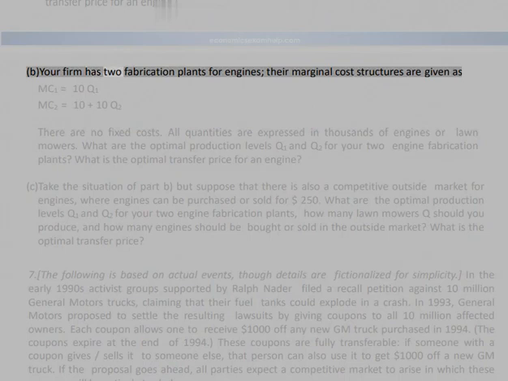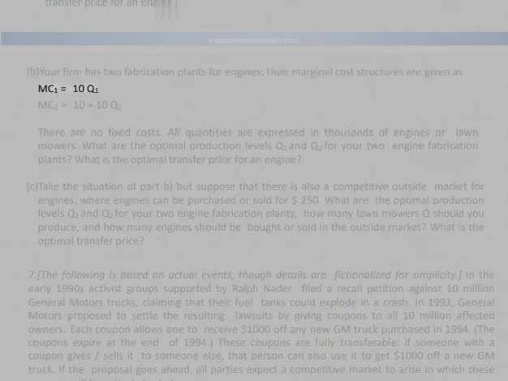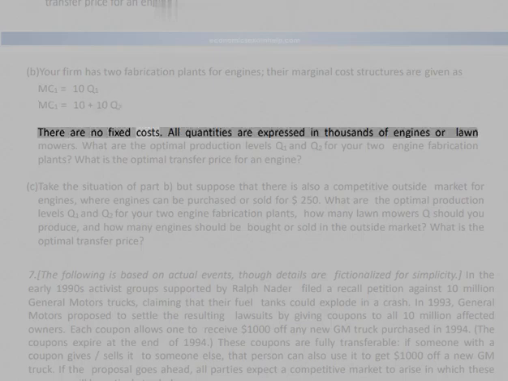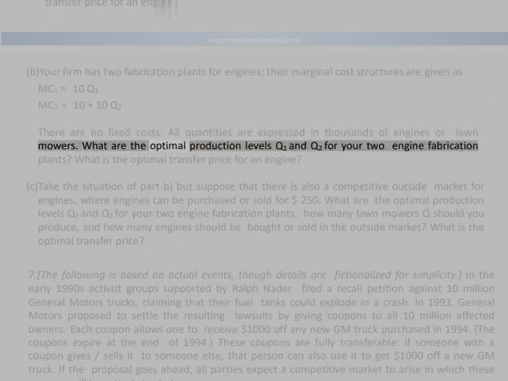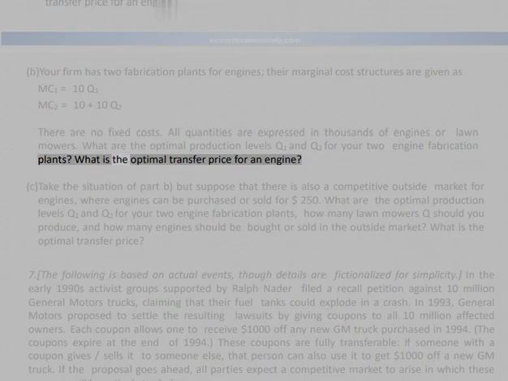B. Your firm has two fabrication plants for engines. Their marginal cost structures are given as MC1 equals 10Q1, MC2 equals 10 plus 10Q2. There are no fixed costs. All quantities are expressed in thousands of engines or lawnmowers. What are the optimal production levels Q1 and Q2 for your two engine fabrication plants? What is the optimal transfer price for an engine?